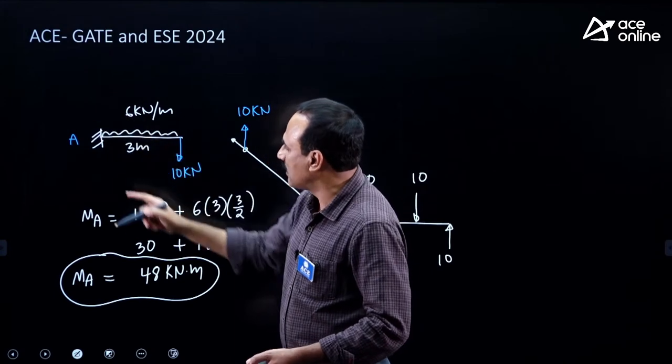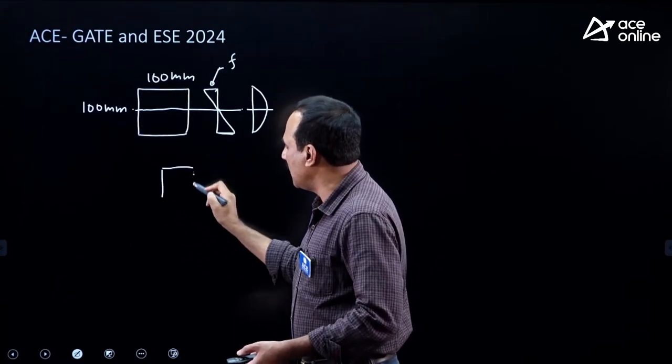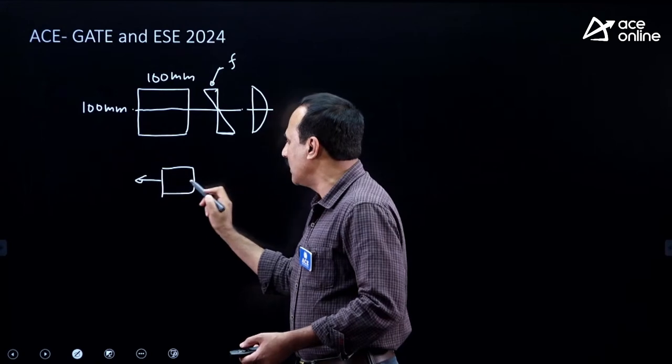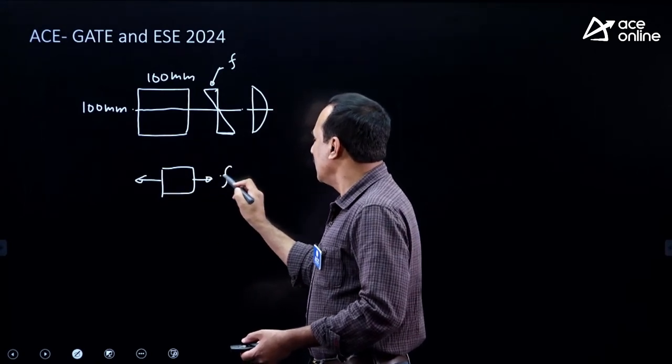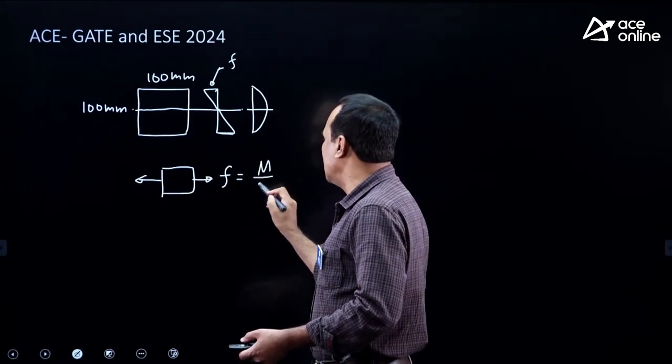Hogging means top fiber under tension. So if you take an element on the top fiber, it is under tension. Sigma is equal to M by Z.